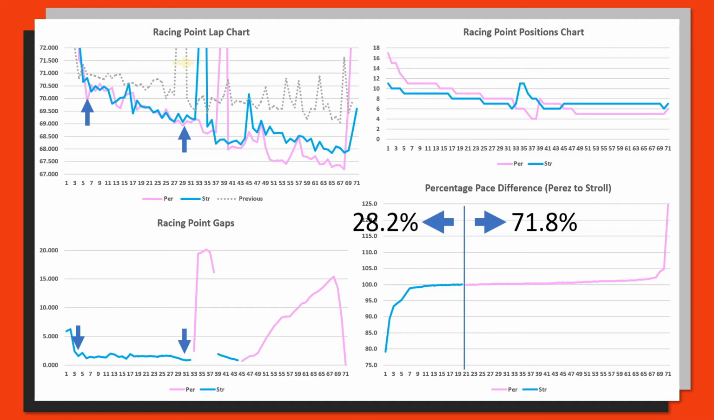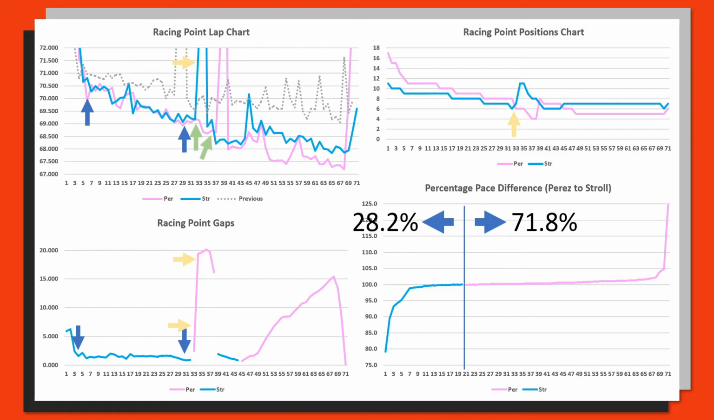It isn't until Lance Stroll comes into the pits first where he relinquishes that lead to Sergio Perez, and that is shown just here in this massive steep increase where the gap goes to just under 20 seconds, and then there is also this crossover here on their positions chart.